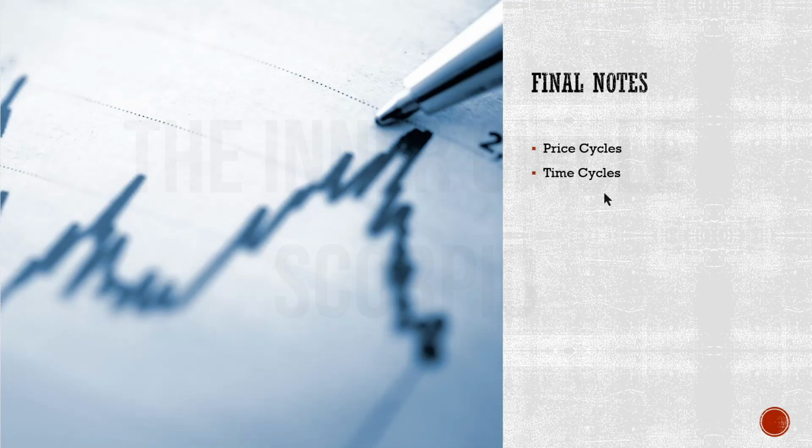So final notes, we talked about the price cycles. Price goes from A to B through different levels: a 0.25 level, 0.5 level, 0.75 level. Like if we are going from 100 to 200, we go through 125, 150, 175, and 200. We go in these quadrants. Price moves in these quadrants.